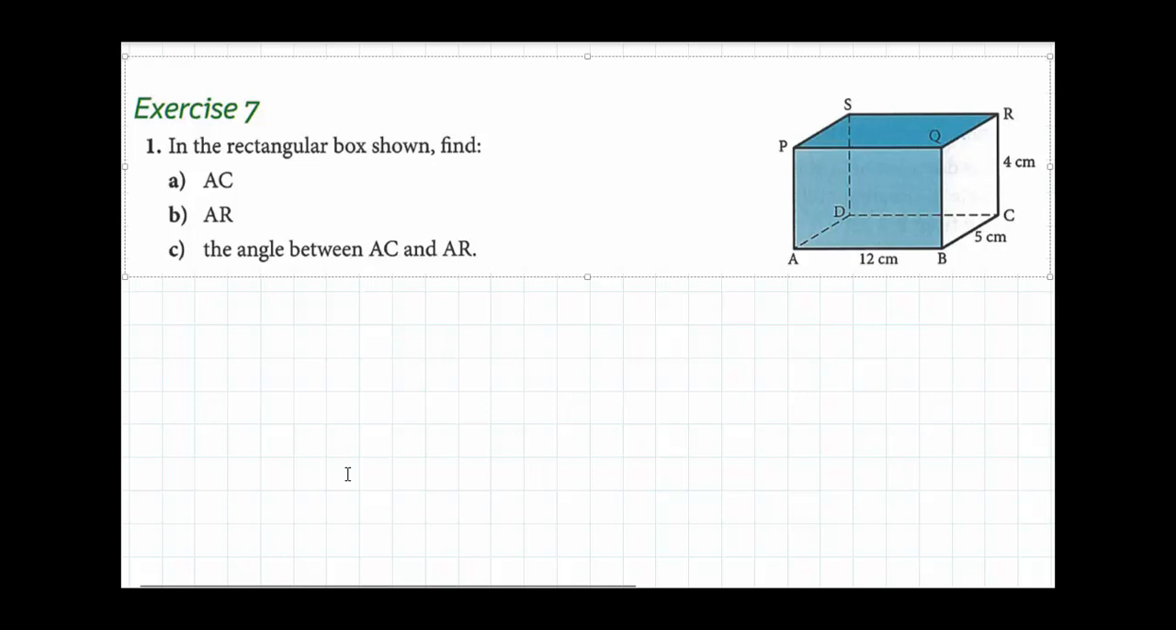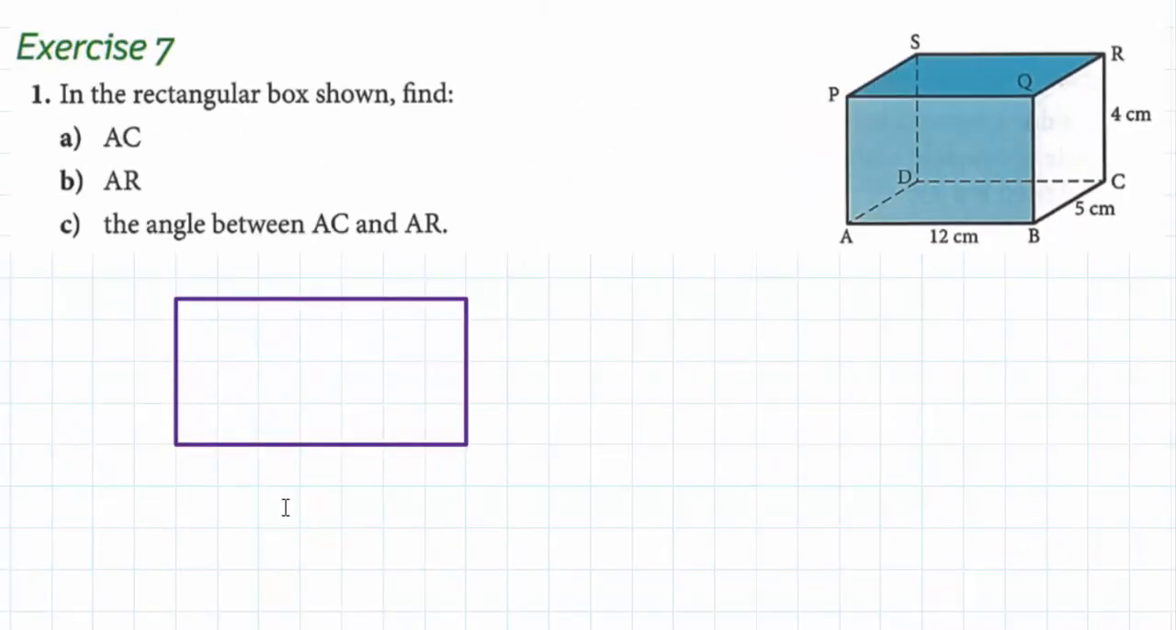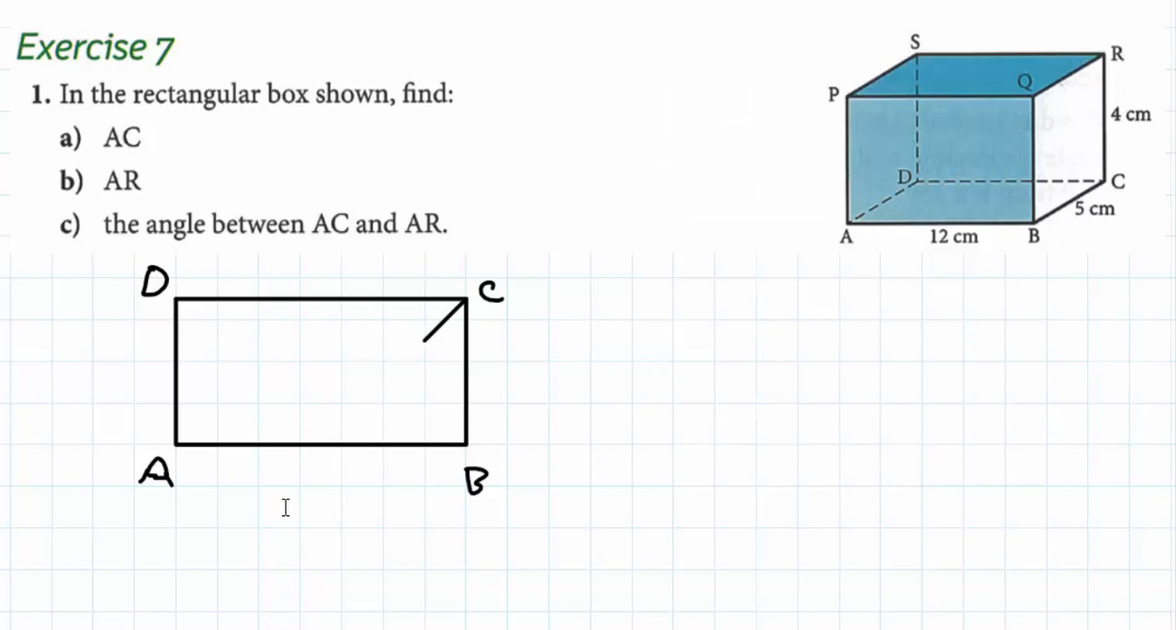Here is a good question. In this rectangular box shown, find AC. In this rectangular box, AC is right here. AC is the diagonal of this rectangle ABCD. Now let's just illustrate the rectangle and we see where is AC. Here is A, B, C, and D is right here. What we need to find is AC, this diagonal.